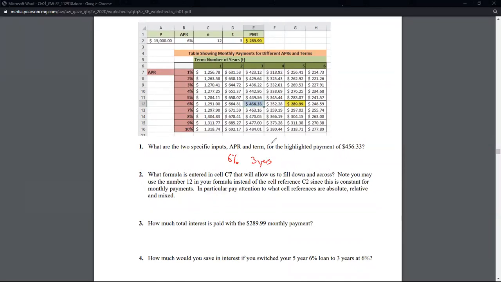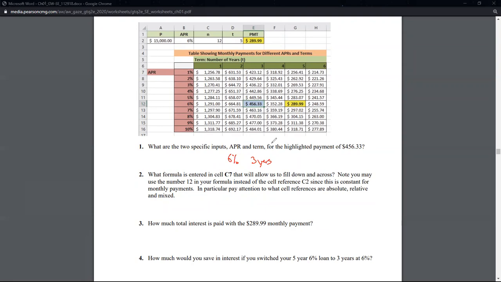So the APR would be the 6%, and the term was 3 years for the highlighted payment of $456. So it's the same rate as the original, singular problem, but it's a shorter amount of time. And that's why the payment goes from $289.99 to $456.33. To pay it off quicker, you got to make more payments. But I can tell you, by paying it off quicker, you'd pay less in interest. The sooner you pay it off, the less interest you pay. The lower APR, the less interest you pay.